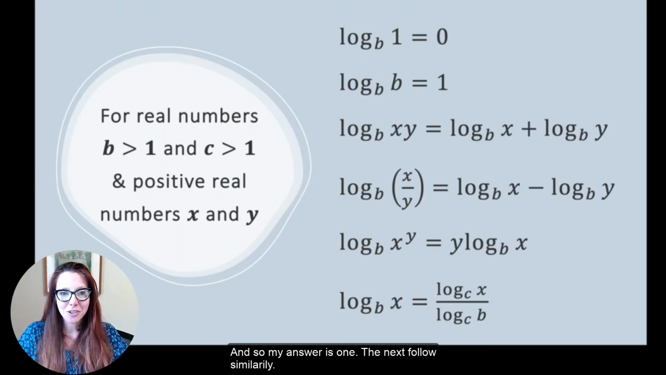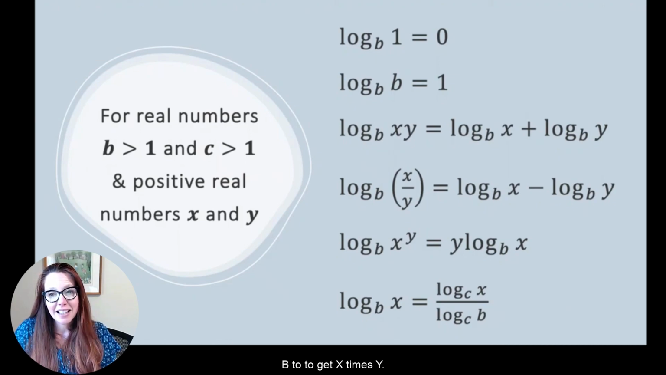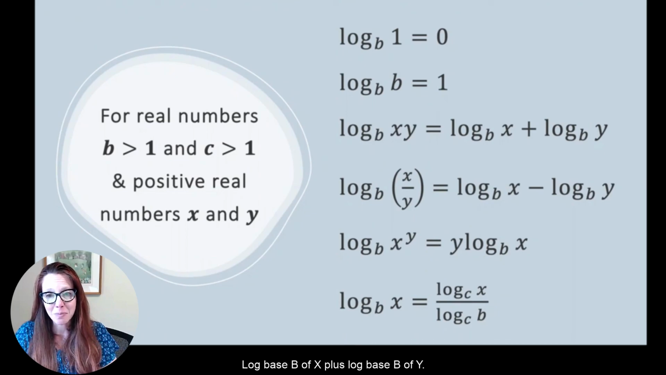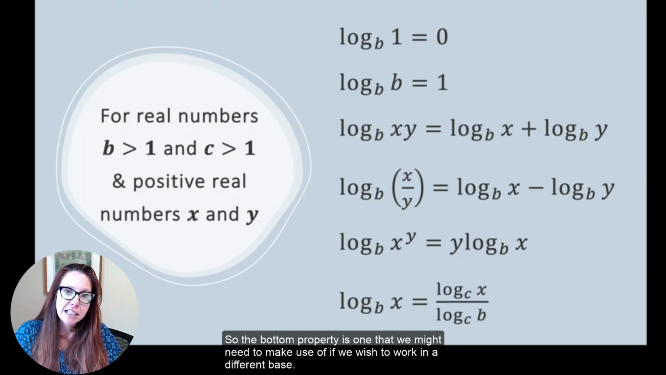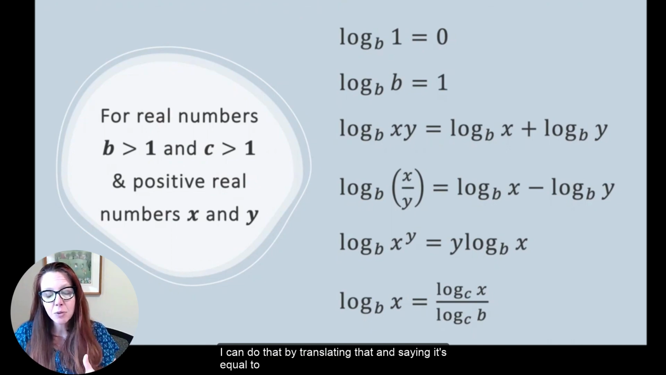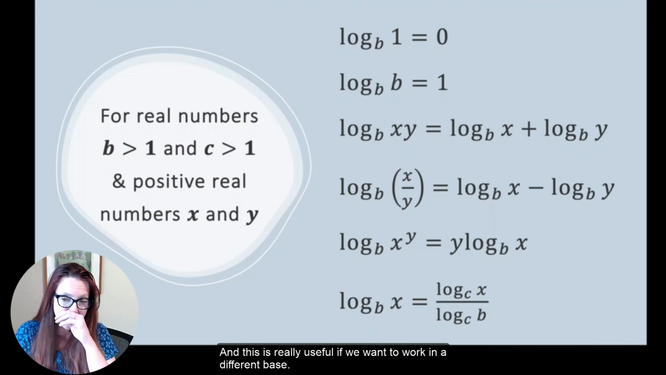The next follow similarly. So in the event of log b of x times y, I'm saying what power do I have to raise b to get x times y? And I suggest you follow through from the previous example to justify to yourselves why this is log base b of x plus log base b of y. The bottom property is one that we might need to make use of if we wish to work in a different base. If I have a log base b of x and I want to think about it in a different base, I can translate that and say it's equal to, in my new base c, log c of x over log c of b. And this is really useful if we want to work in a different base.